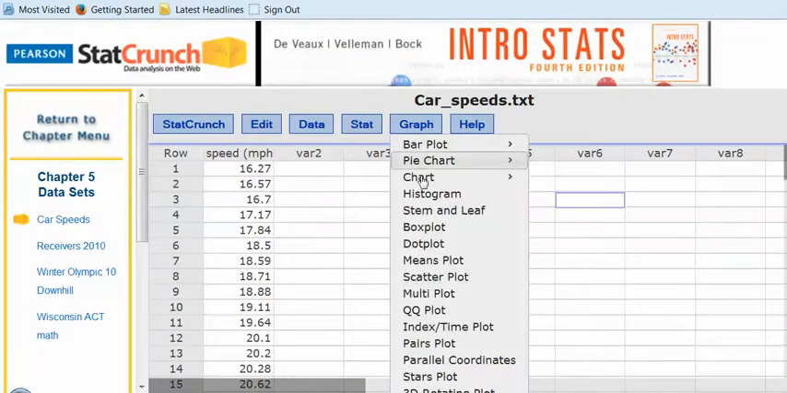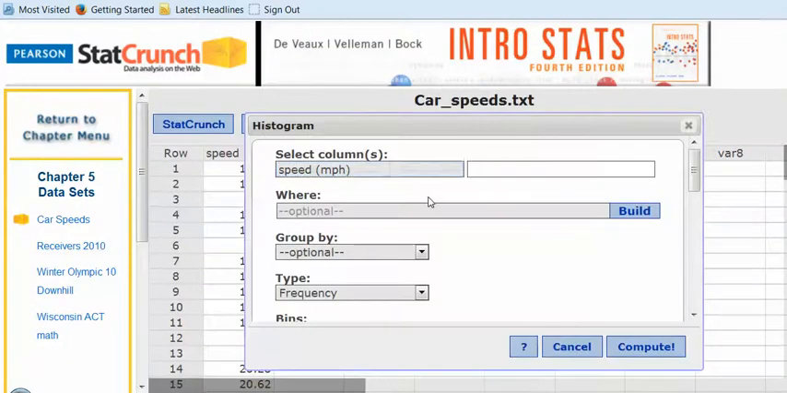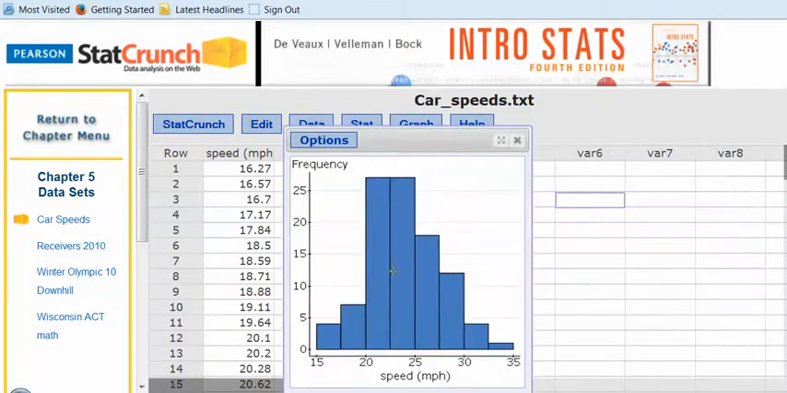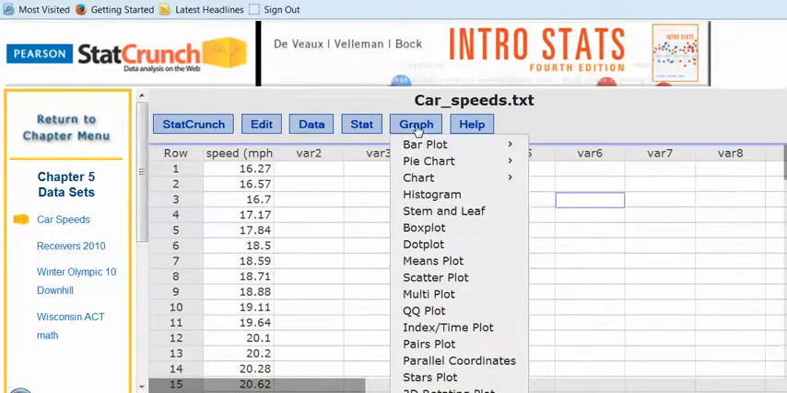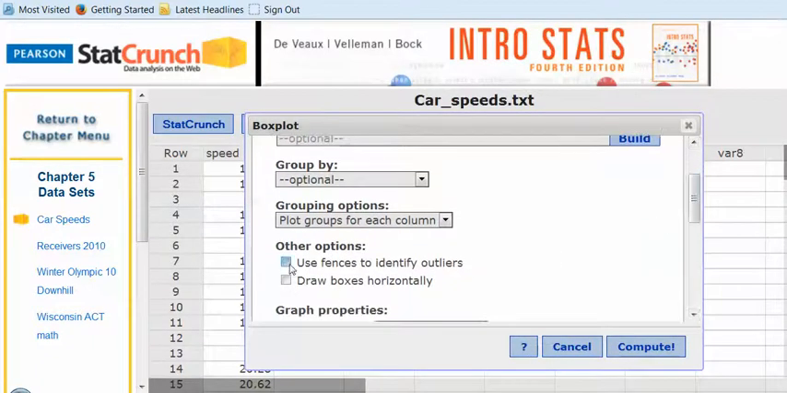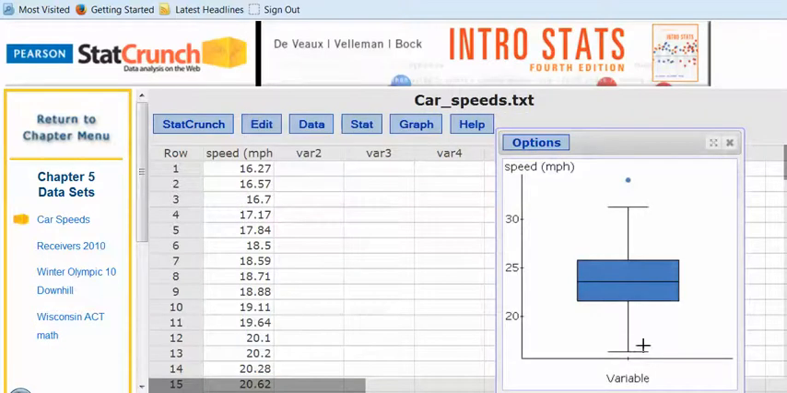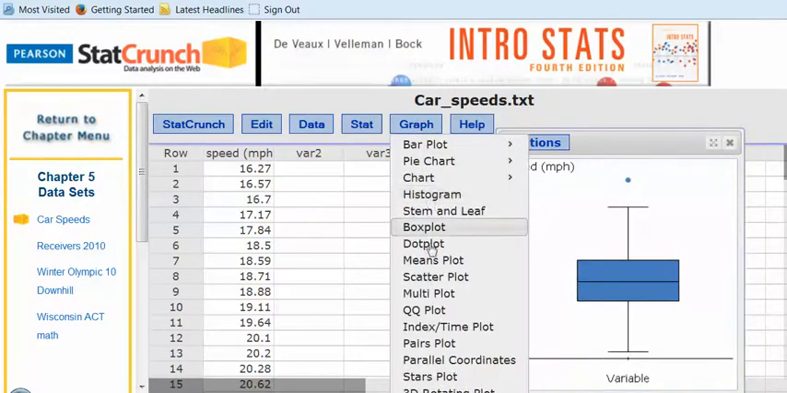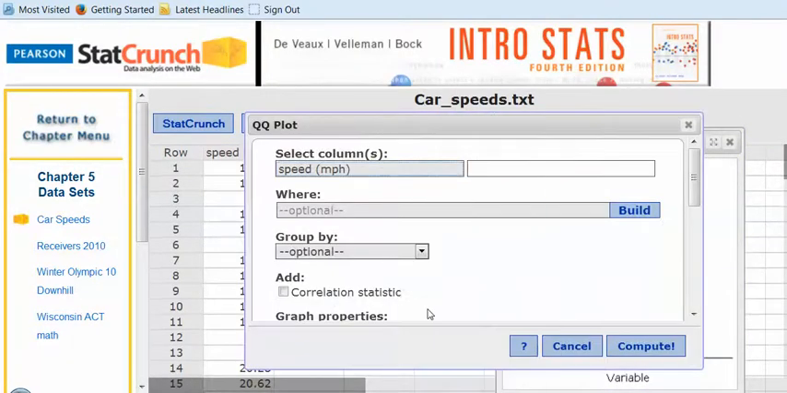So I'm going to go to Graph. The first thing I'm going to do is a histogram. Let's take a look at the histogram for this data and see how it looks. It looks really nicely unimodal and fairly symmetric, so it looks like we could assume an underlying normality. We could also do a box plot, and remember, when we did box plots, we always use the fences to identify outliers. There actually is one outlier here, but it still looks fairly symmetric. And the last thing we could do is the probability plot, which StatCrunch calls a QQ plot.